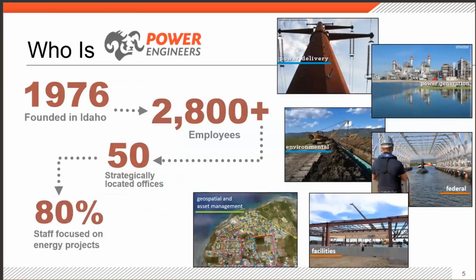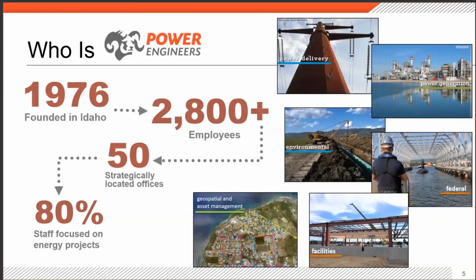Before we get to Remy's opening comments, I want to give you a brief overview of Power Engineers for those of you who don't know us. Power got started way back in 1976 by 2 electrical engineers and their dogs in Pocatello, Idaho, and since then, we've grown to over 2,800 employees in 50 offices throughout the US and Canada. The company is divided into several divisions that are shown on the right side of the slide. Power Delivery is by far our largest division, and they cover a full spectrum of engineering services, including ADMS and grid modernization, which are being covered on this webinar.